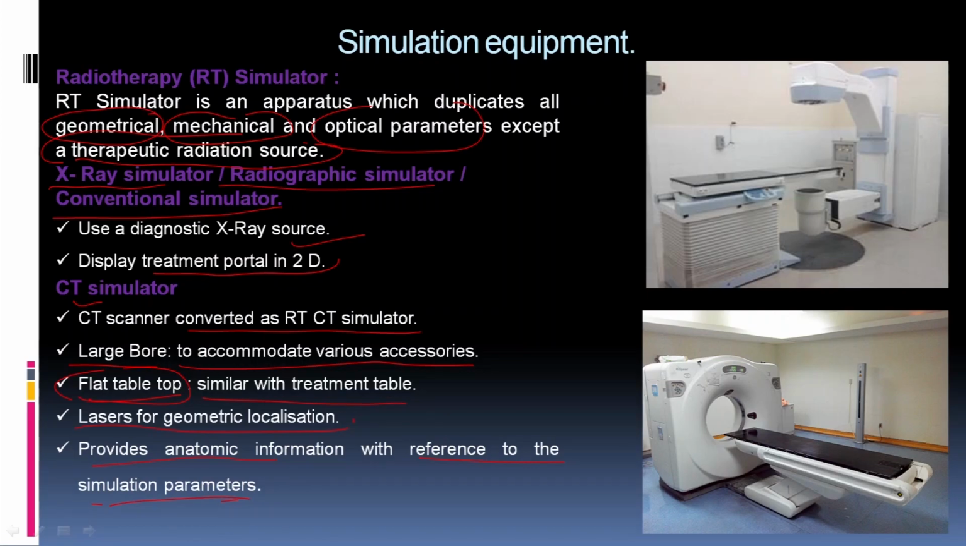Here this is an X-ray simulator. It can be rotated 360 degrees, here is the X-ray source, and here we have a detecting assembly by which we can see the treatment portals. And here is the CT simulator, the same kind of machine as the CT scanner used in diagnostic radiology, but it has a flat tabletop, and its bore size is large to accommodate our various kinds of treatment accessories, and we have external lasers which give us the geometric localization of the patients.